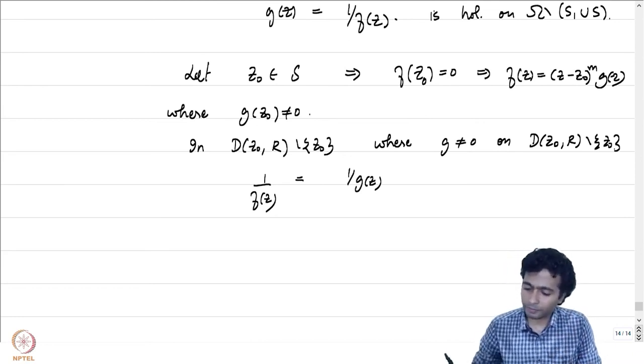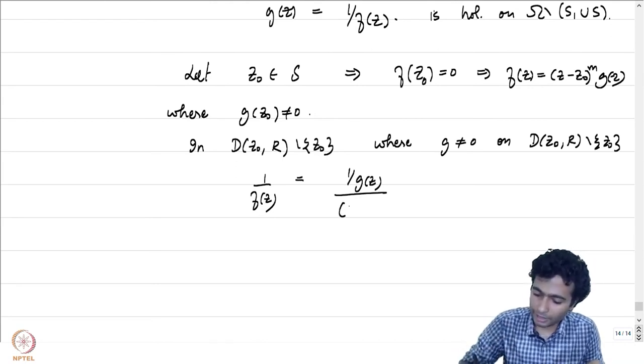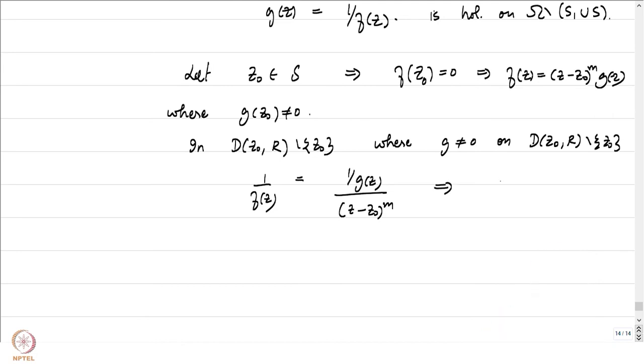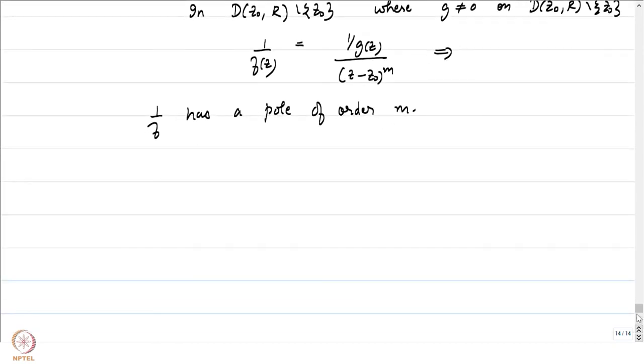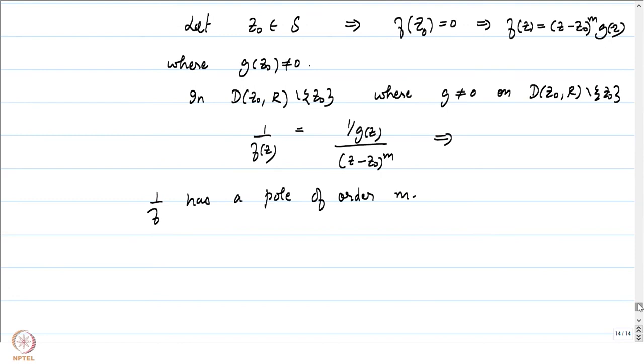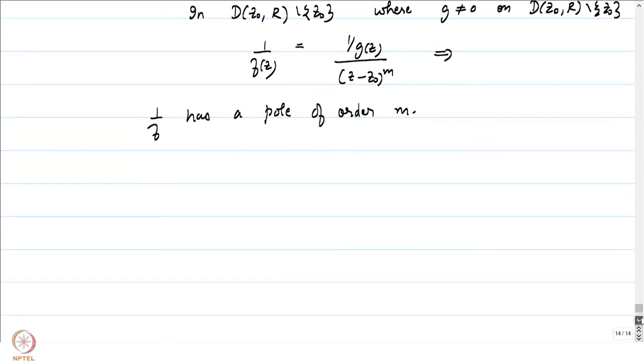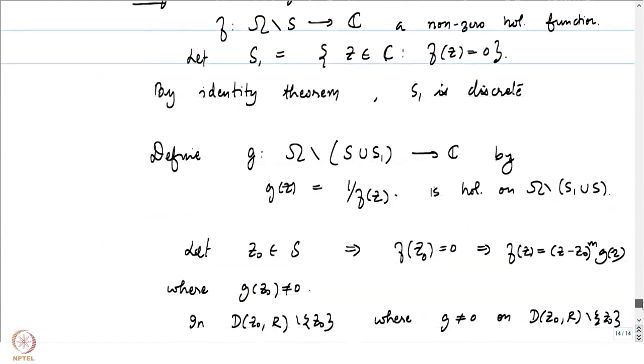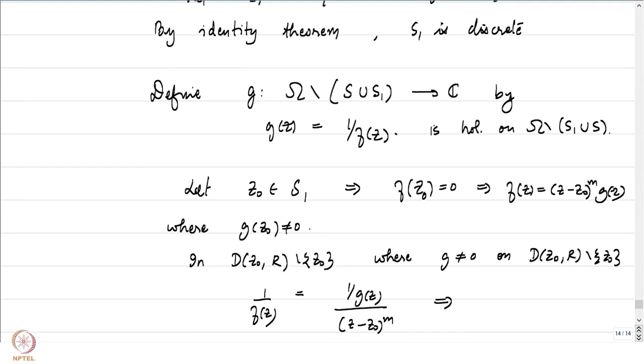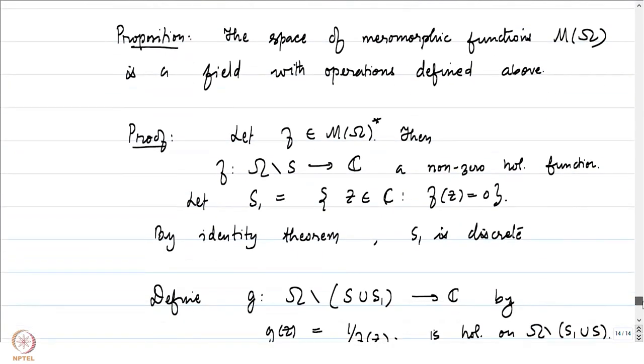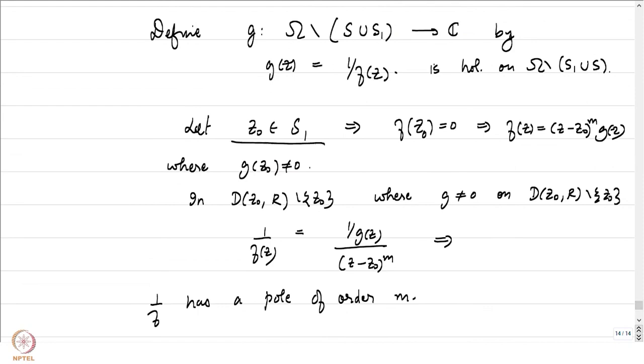And 1 by f of z, by manipulating this, is going to be 1 by g of z times 1 by z minus z0 to the power m, which tells us that 1 by f has a pole of order m, where m is the order of the zero of f at z0. So for every point in S1, that is going to be a pole of the function 1 by f. That is a good observation to keep in mind. And if z0 is a point in S to begin with, so this was S1 or S, what did I pick? I was actually picking S1, because S1 is the set of all points where the function f vanishes. So this is basically S1 that the point is being picked from.